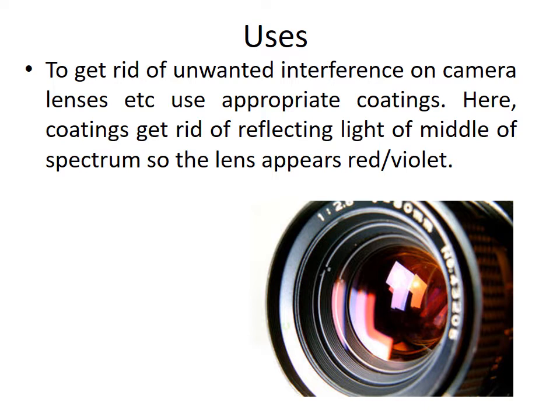Therefore, in order to get rid of unwanted interference on camera lenses, which are usually made of glass, they use appropriate anti-reflecting film coatings. These coatings get rid of the reflected light of the middle spectrum, so because of this anti-reflecting coating, the camera lenses, as you can see here, appear red or violet.